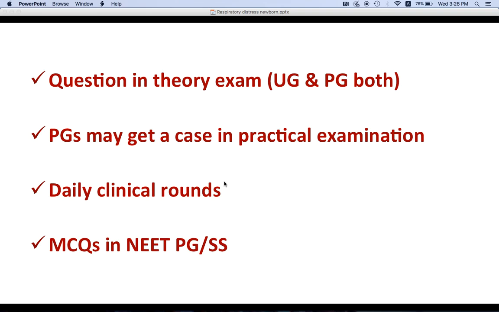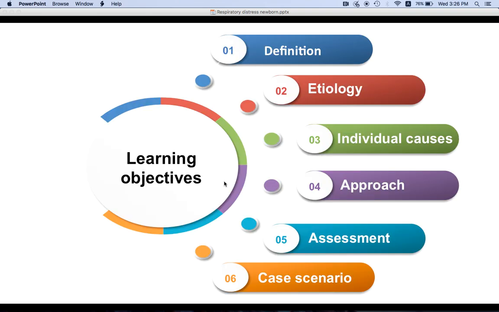So the learning objectives for this session are, we will learn about the definition and the etiology of respiratory distress in a newborn, individual causes, approach to respiratory distress, how to assess these babies, and finally a case scenario.